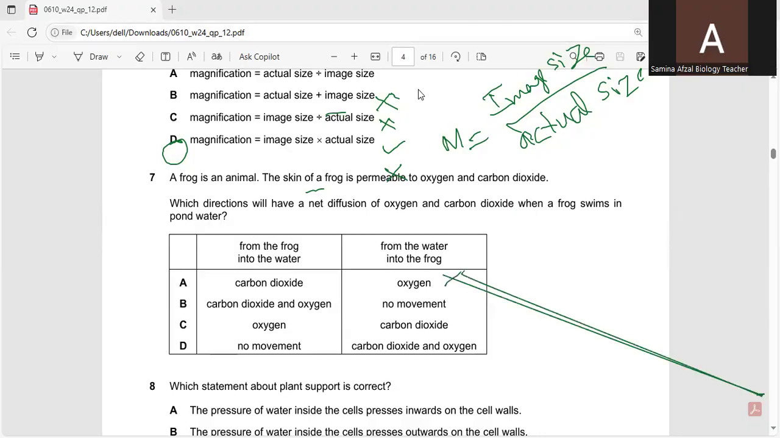The second option is carbon dioxide and oxygen both moving into the frog. No, this is not the correct option. And oxygen is moving out. No, oxygen is not produced in the body of the frog, so it will not move out. And the D option is no movement. So A is the correct option in this case.